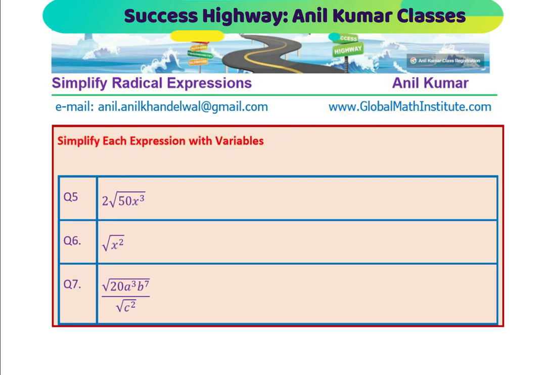In second set, we have variables involved. So you can see 2 square root 50 x cubed. So now we'll see how do we simplify each expression with variables. So that is the variable involved. A very important question, square root of x squared. And then we have 1 in which we have variables in the denominator also.